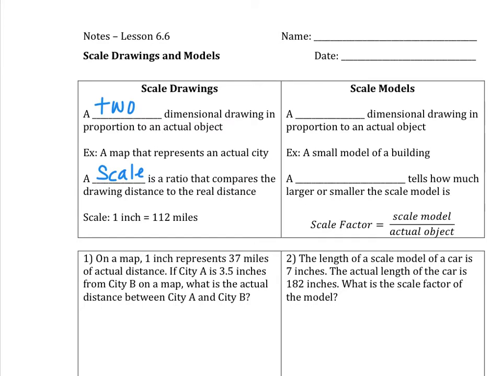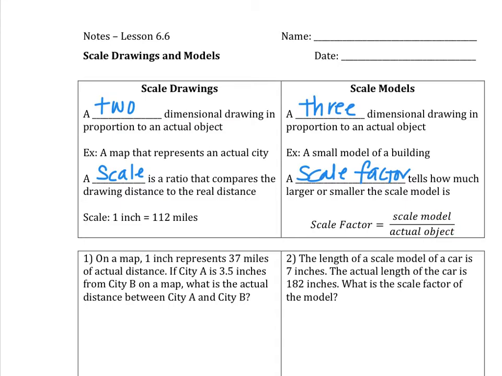Now a scale model is a three-dimensional drawing in proportion to an actual object. So for example, a small model of a building would be a scale model. And a scale factor tells how much larger or smaller the scale model is. So a scale factor would tell the scale model compared to the actual object.